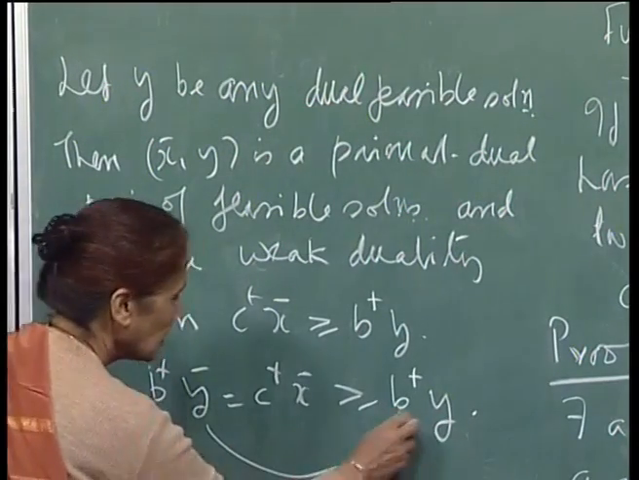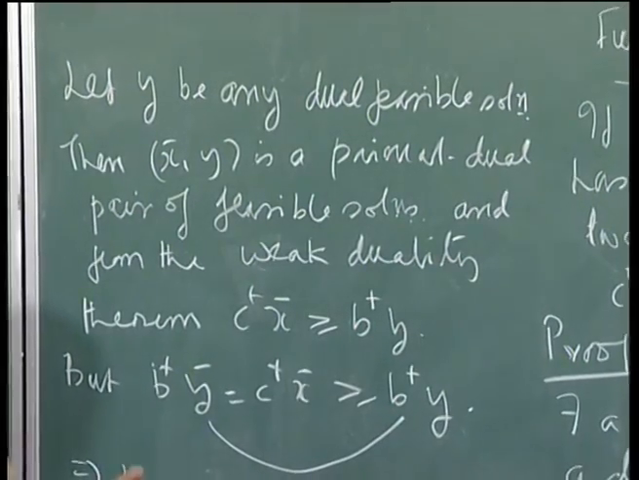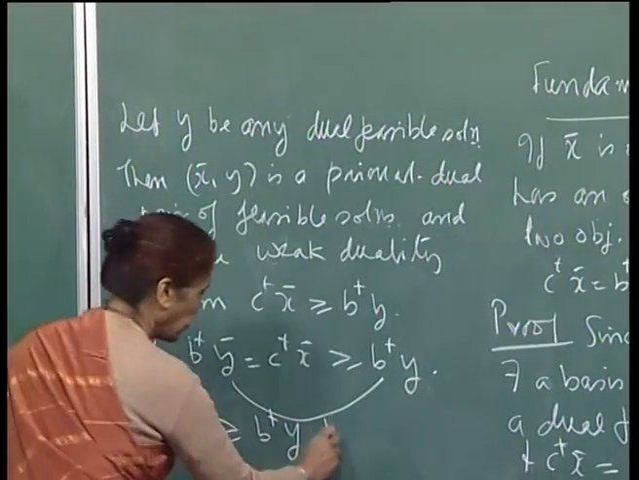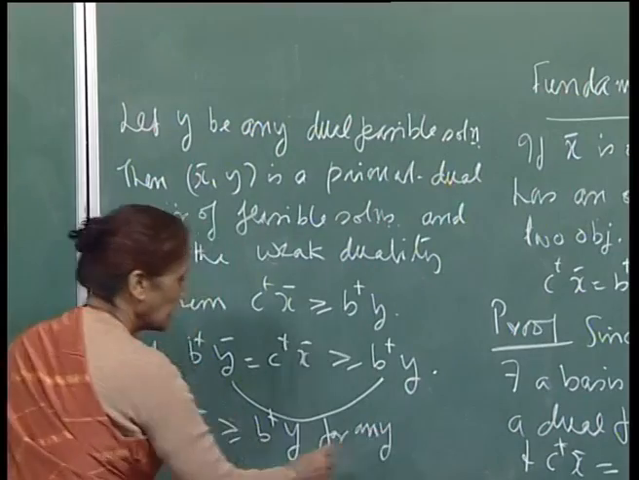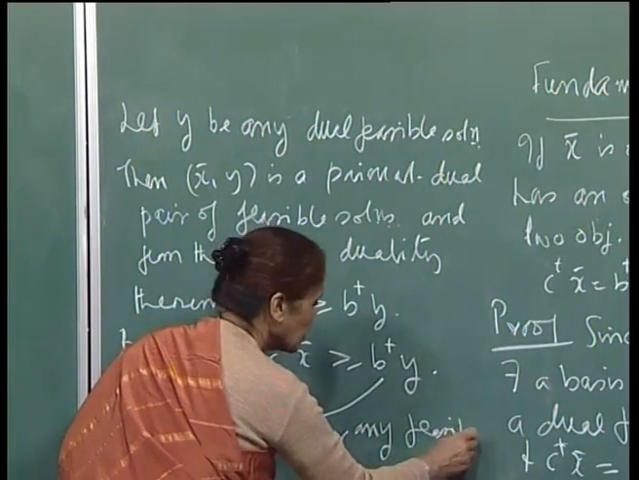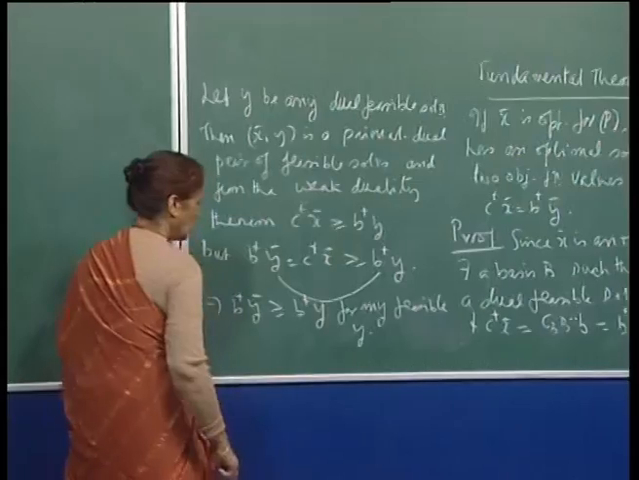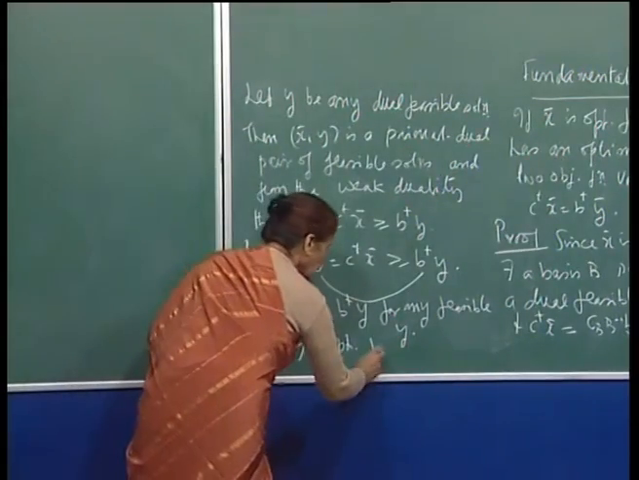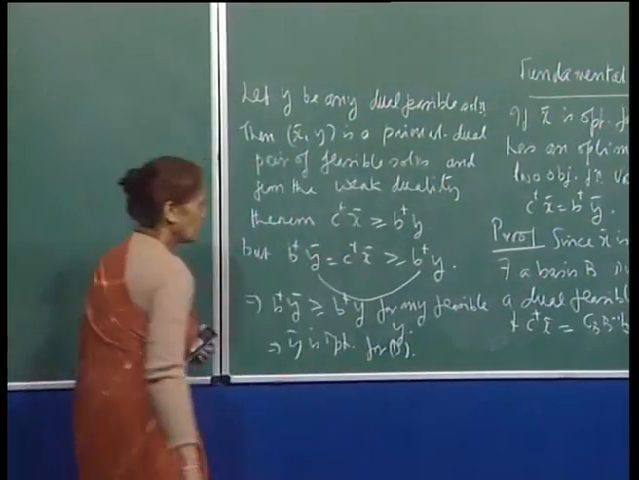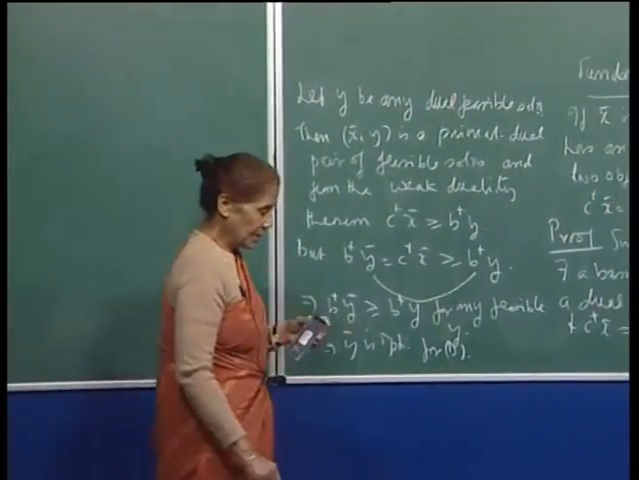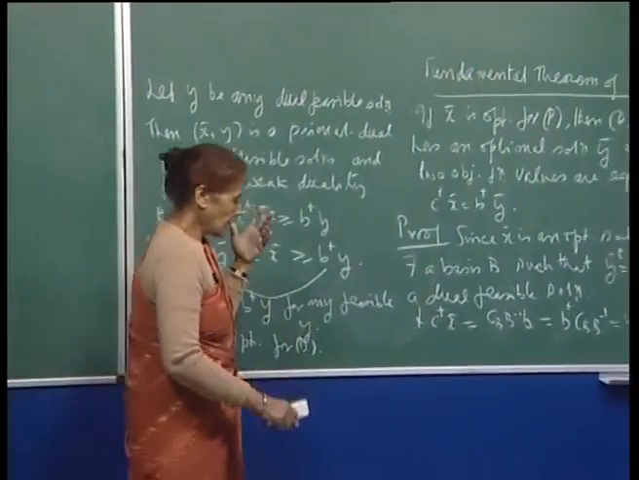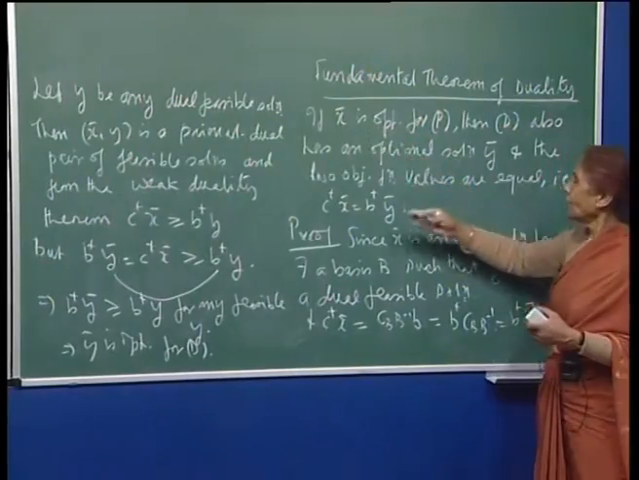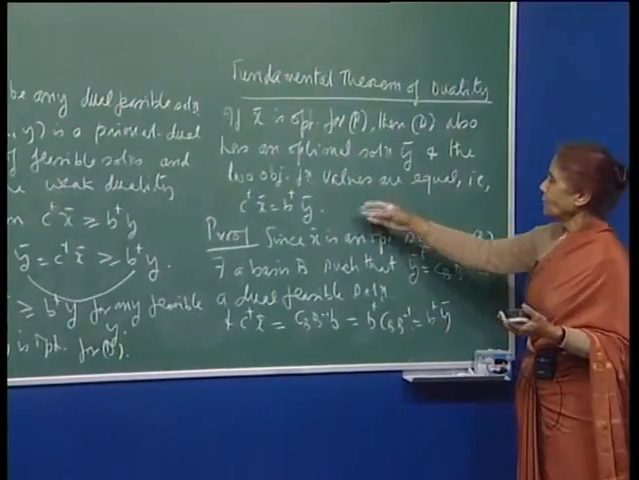So, therefore, this implies that B transpose y bar is greater than or equal to B transpose y for any feasible y. So, this implies that y bar is optimal for D. Okay. So, I should have completed the proof there, right. This is called a constructive proof. Given an optimal solution for the primal, I can actually construct an optimal solution for the dual.